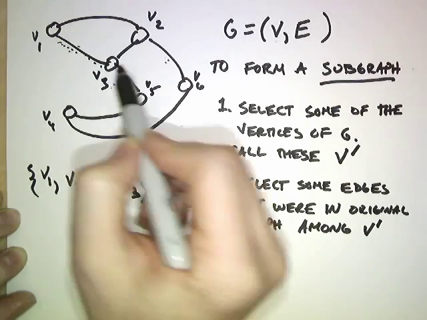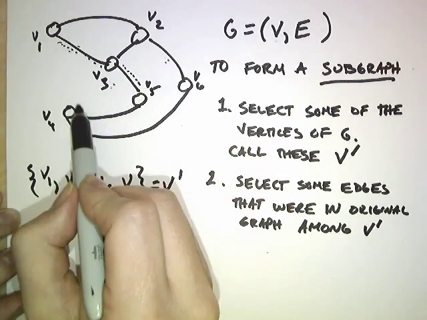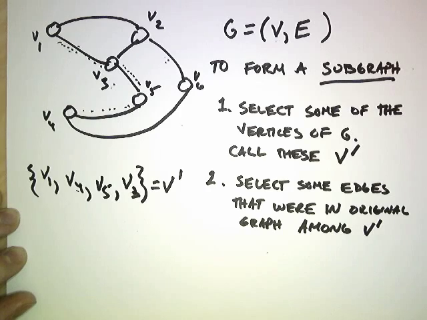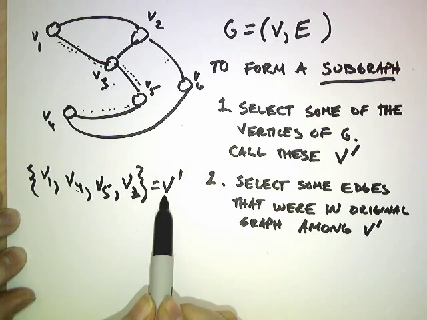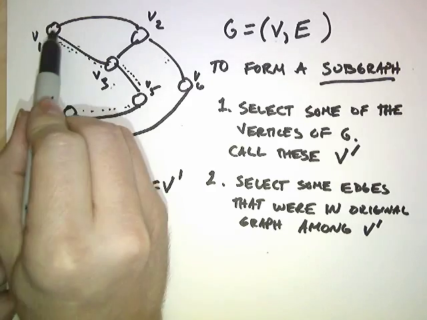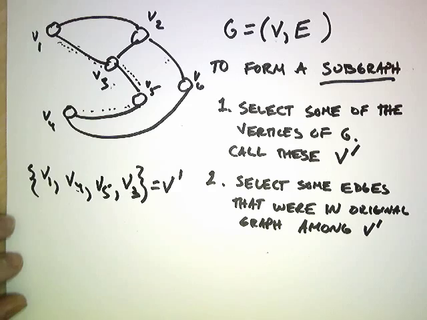V5 and V3, yep, here's an edge that I might want to choose. V4 and V5, here's an edge that I might want to choose. And I believe those are all the edges that I can choose from. I can't choose V4 and V6 because V6 is not inside V prime. I can't choose this edge, V1, V2, because V2 is not in V prime.